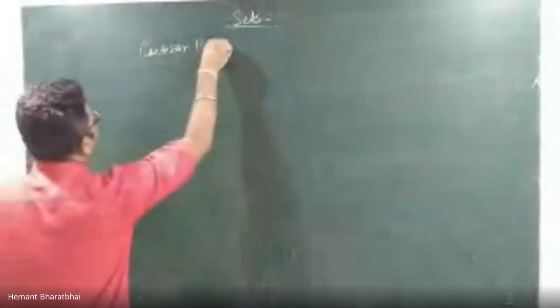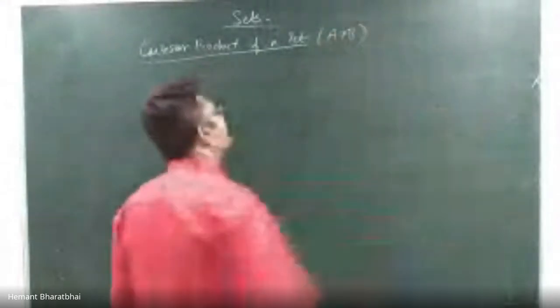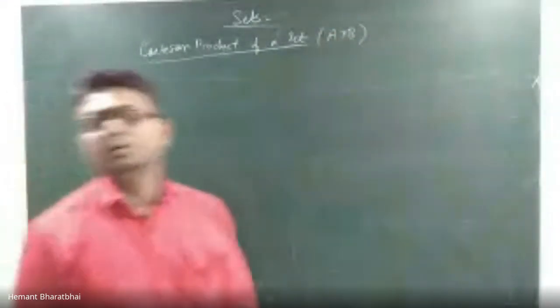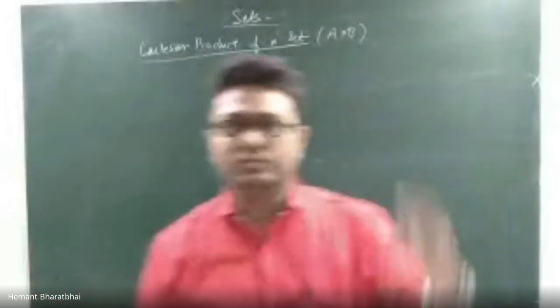Let's see one more topic, which is called the Cartesian product of sets. This is indicated by this symbol. So it is a product of two sets.